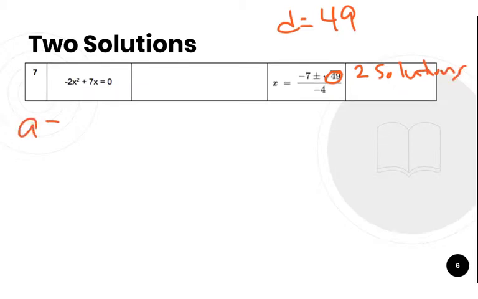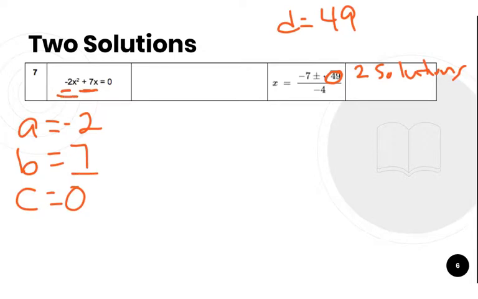So here, a is negative 2, always the number in front of x squared. B is 7, always the number in front of x. And C is the number by itself. But I don't see a C. I don't see a constant. So if you don't have that term, then that's a 0, right? If I didn't have an x term in the middle, then b would be 0. So I have an x term, so b is 7. I have an x squared term, so a is negative 2. Let me make that clear. But I don't have a number by itself, so that's 0.